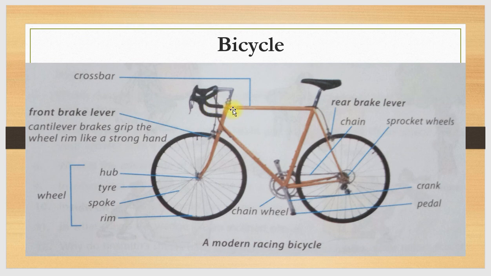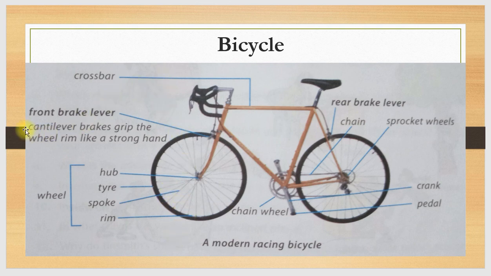You can see over here, this pushes rubber blocks against the wheel rims and uses the force of friction to slow the bicycle down and eventually stop it. So this is the basic structure of a bicycle.